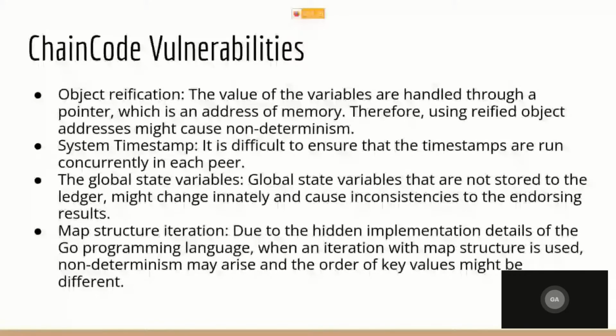Due to hidden implementation details, if you're writing chain code in Go language, when an iteration over a map structure is used, non-determinism can arise, and the order of key values may change. That could create problems with the data that you're storing in the state database. When you're doing concurrency with the chain code, if multiple transactions are executed concurrently under high load, the key versions can change, and it could possibly create key collisions and can even result in double spending.